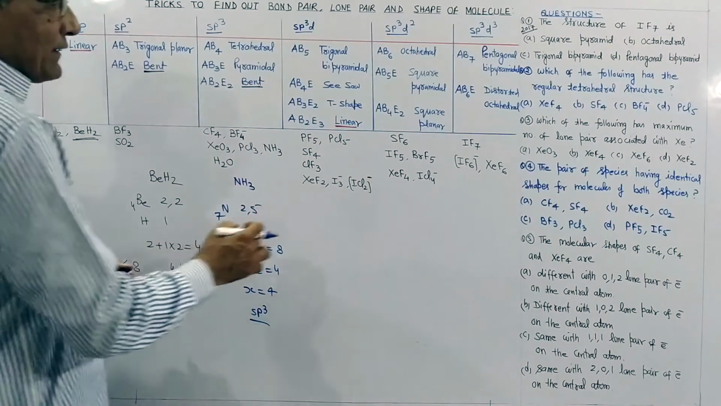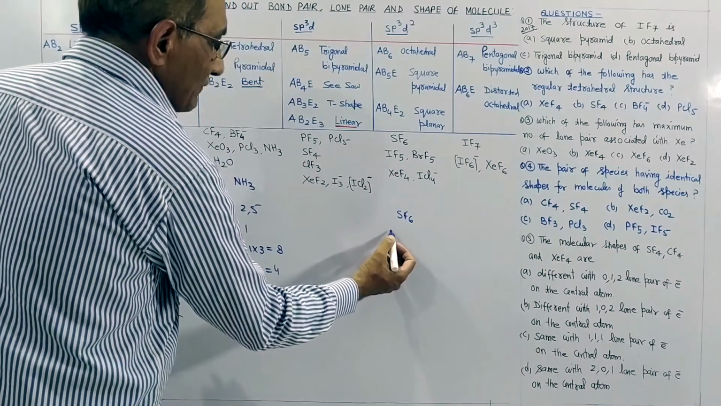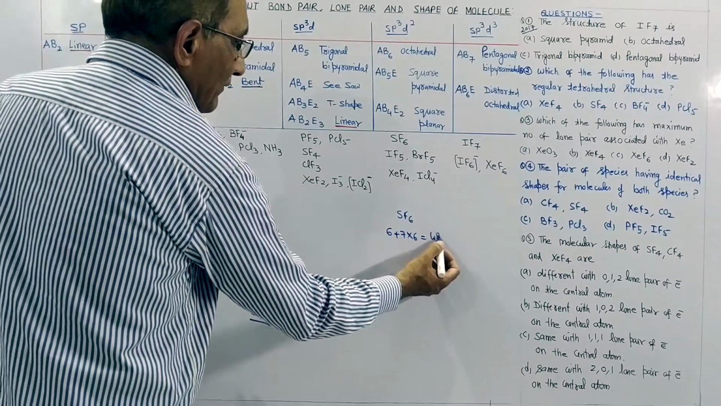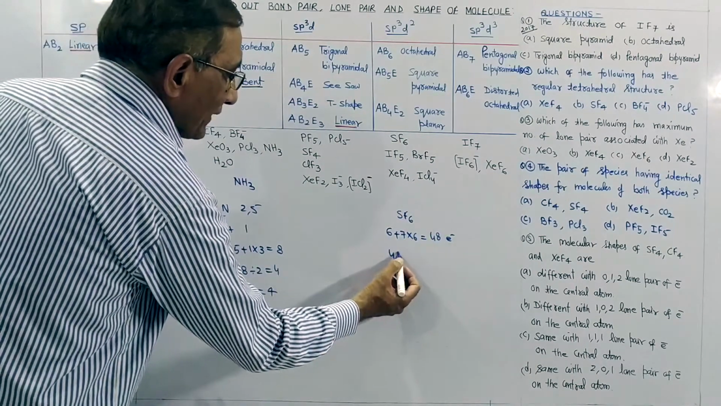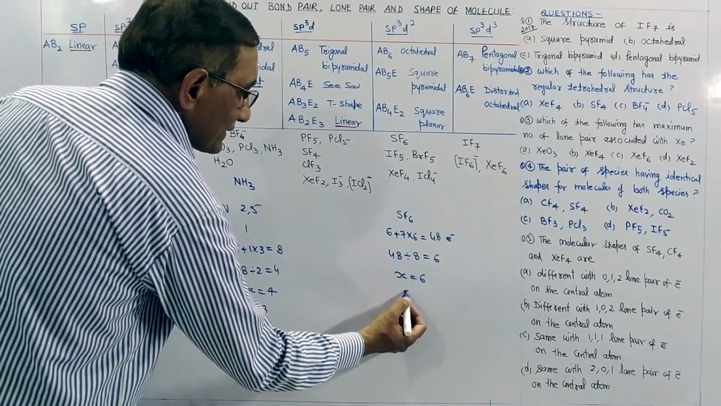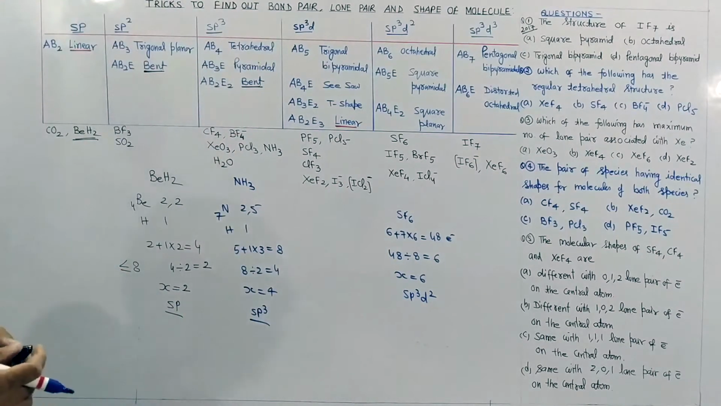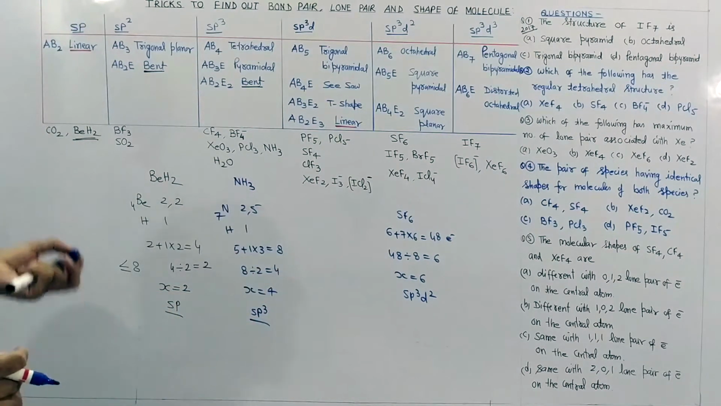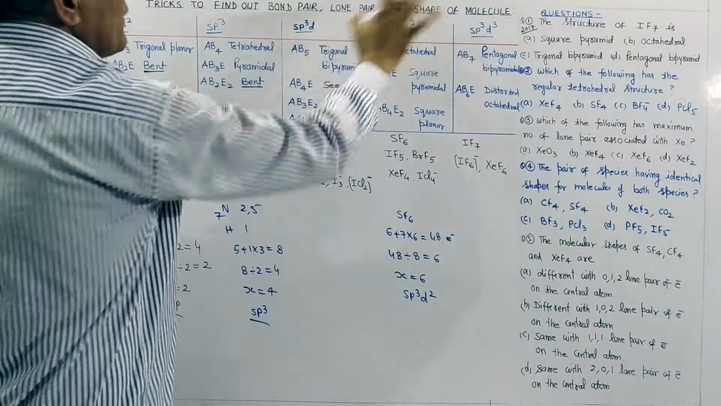Similarly, if we talk about SF6, sulfur has 6 valence electrons, halogen has 7 electrons, 7 into 6, so the total will be 48 electrons. If the sum of electrons is more than 8, we need to divide it by 8. It will be 6, so X is 6, so hybridization will be sp3d2. So in this video, I have explained how to find out the hybridization very quickly. If you know the hybridization, then you can find out, students, the bond pair, lone pair and shape of the molecule.